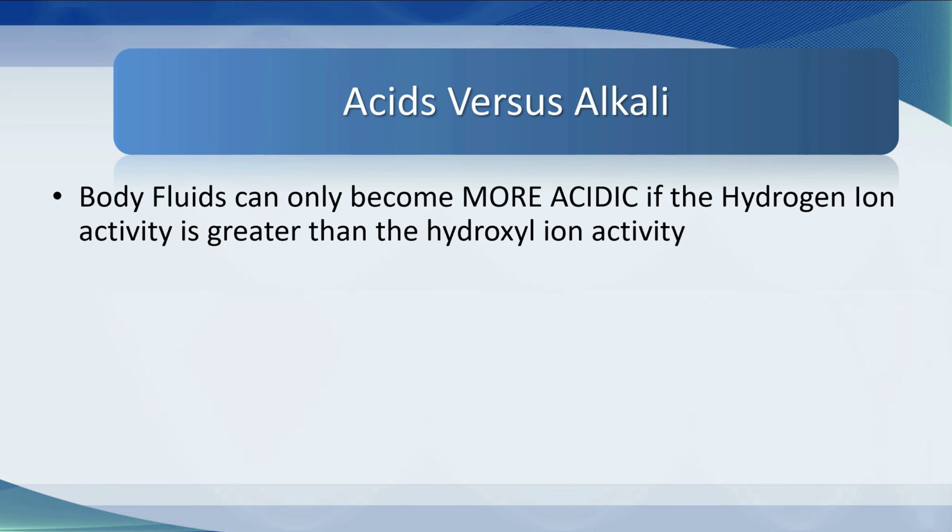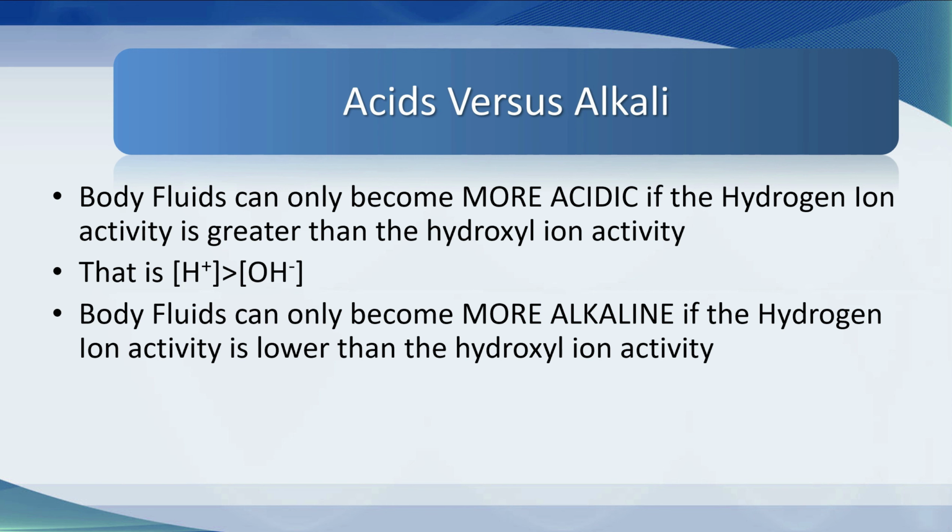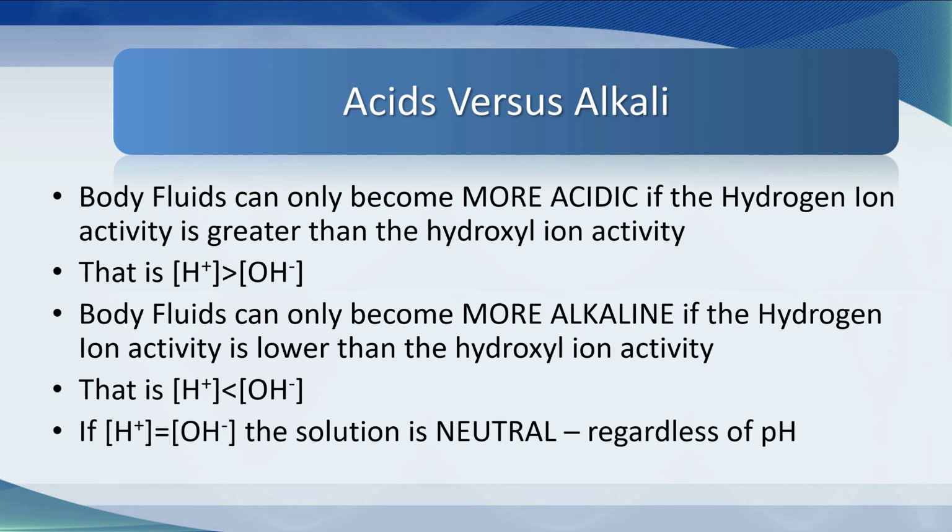Body fluids can only become more acidic if the hydrogen ion activity is greater than the hydroxyl ion activity. That is, hydrogen ions greater than hydroxyl. Body fluids can only become more alkaline if the hydrogen ion activity is lower than the hydroxyl ion activity, and that is hydrogen less than hydroxyl. If hydrogen equals hydroxyl, the solution is neutral.